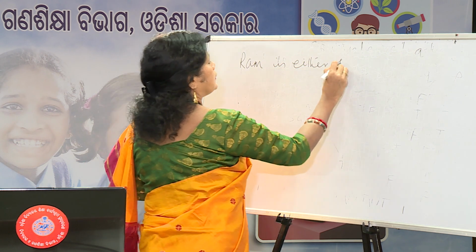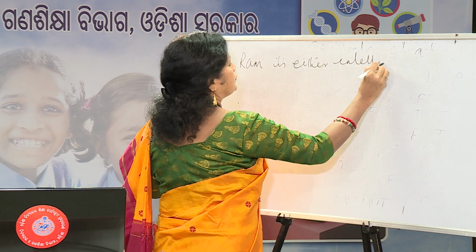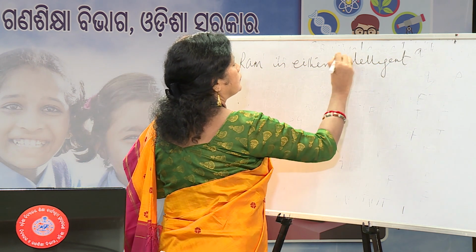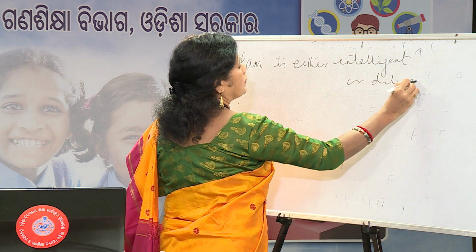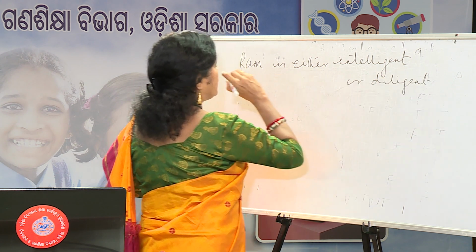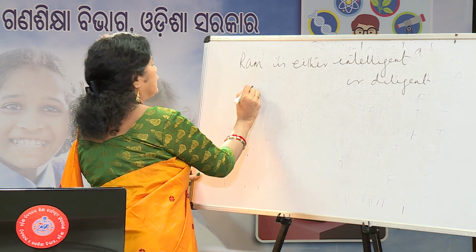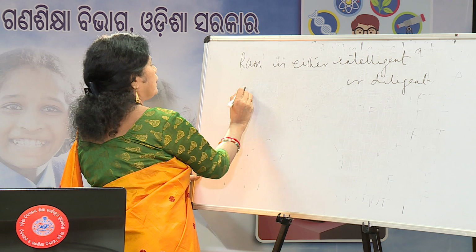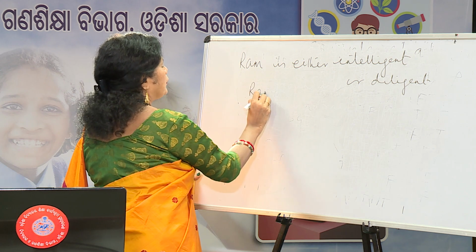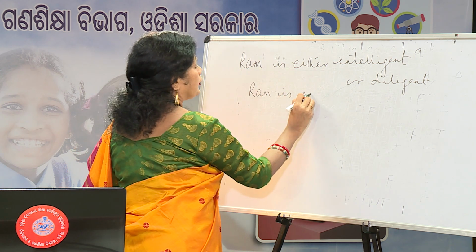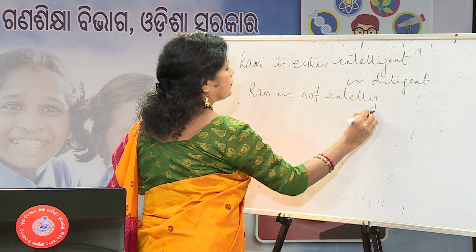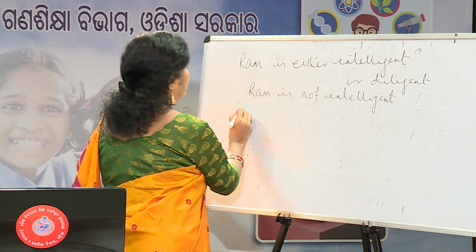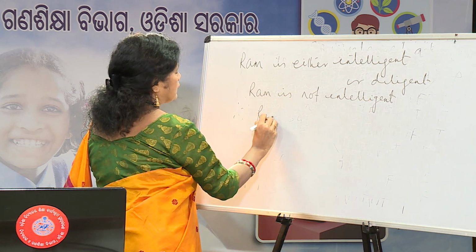Ram is either intelligent or diligent. So, here this is your major premise. Minor premise is Ram is not intelligent. Therefore, Ram is diligent.